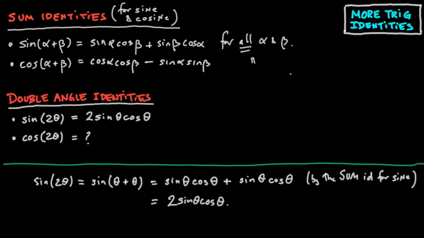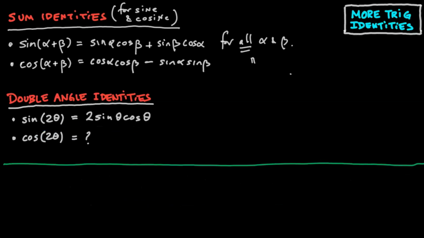It just bounces along. 2 sine theta, cosine theta. So this is a very easy identity to remember. And make sure you get it in your memory because it gets a lot of use in calculus. Excellent. Well, let's move on to the double angle identity for cosine, which I'll bet you could derive without any help from me at this point.